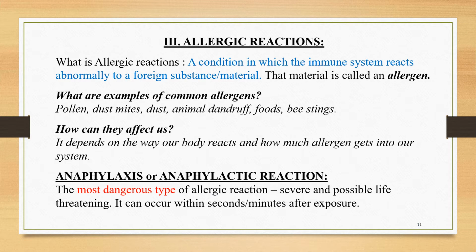Allergic reactions. What are allergic reactions? They're a condition in which the immune system reacts abnormally to a foreign substance or material. That material is called an allergen. What are some examples of common allergens? Pollen, dust mites, dust, animal dandruff, food, bee stings. And how can they affect us? It depends on the way your body reacts and how much allergen gets into our system. In some cases, people can go into anaphylaxis or anaphylactic reaction, which is the most dangerous type of allergic reaction. It is severe and possibly life-threatening. It can occur within seconds or minutes after exposure.